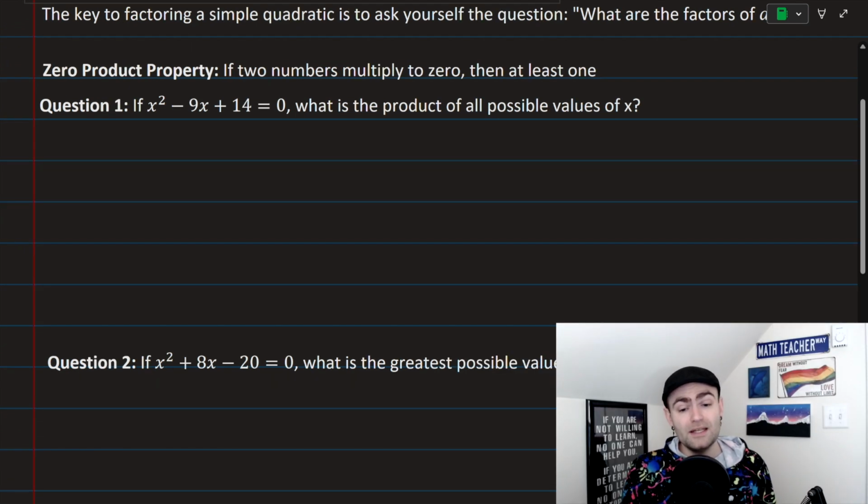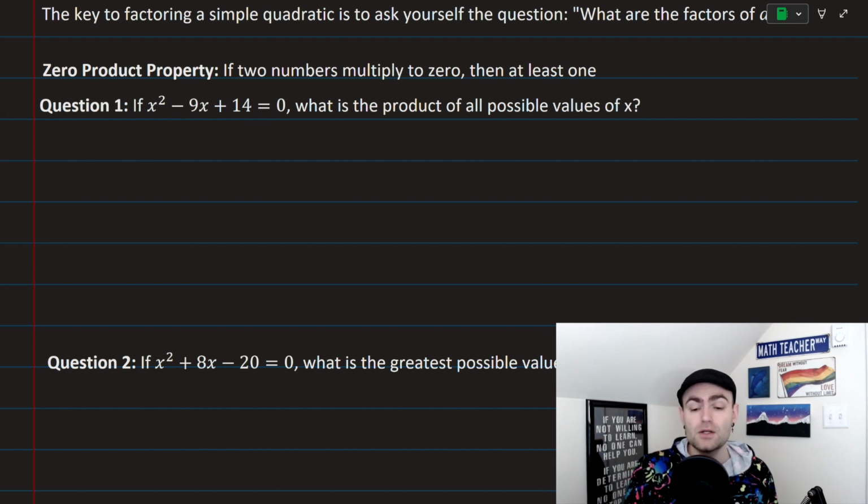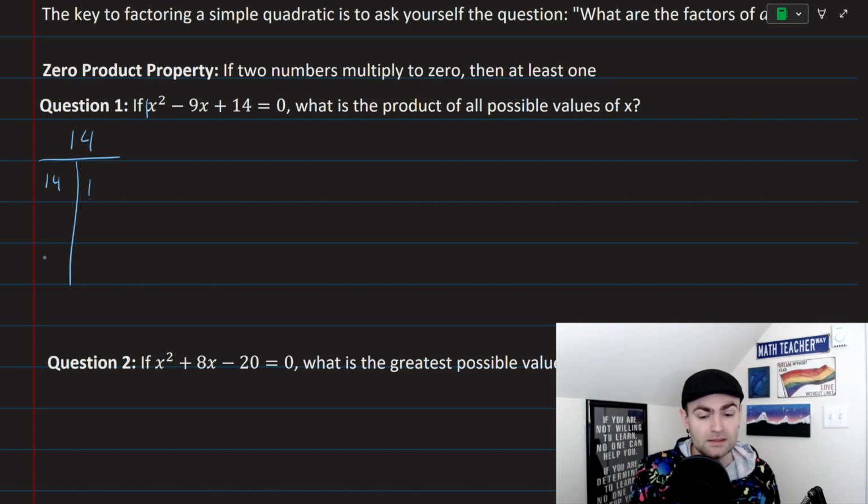So question 1, if x squared minus 9x plus 14 is equal to 0, what is the product of all possible values of x? So I have a 1. 1 times 14 is 14. What are the factors of 14 that add to negative 9? So what I'm going to do is make a t-chart with a 14, and then what are the factors of 14? There's 14 and 1. There's negative 14 and negative 1. There's 7 and 2. And negative 7 and negative 2.